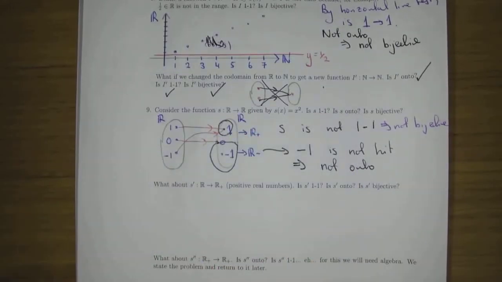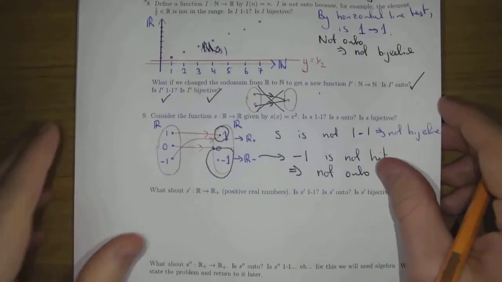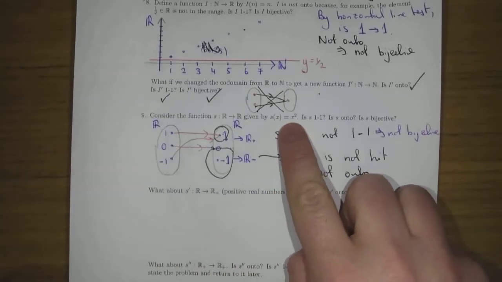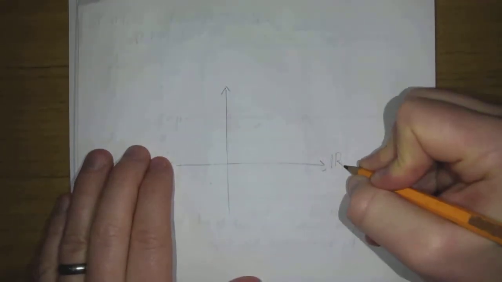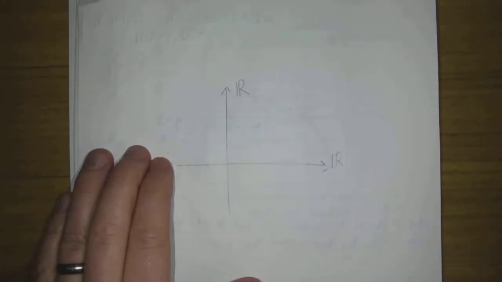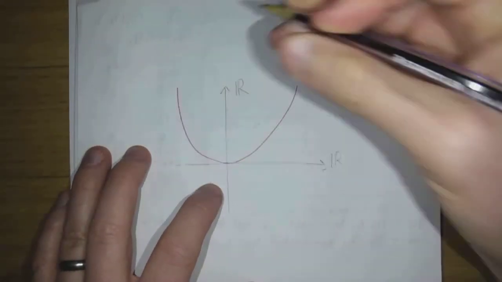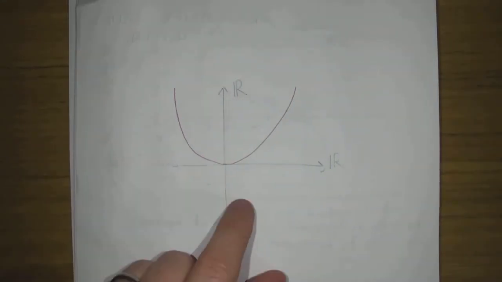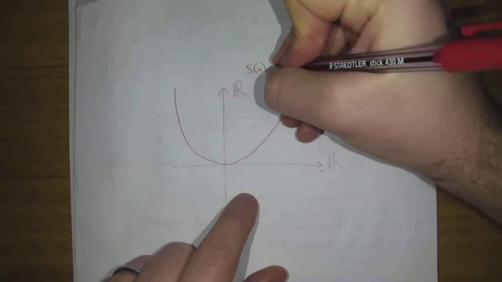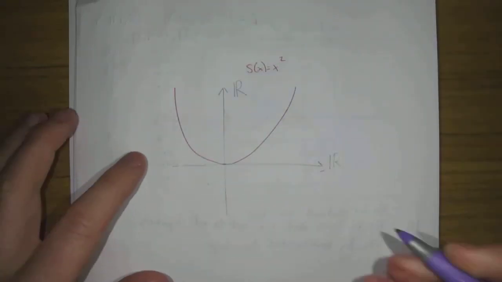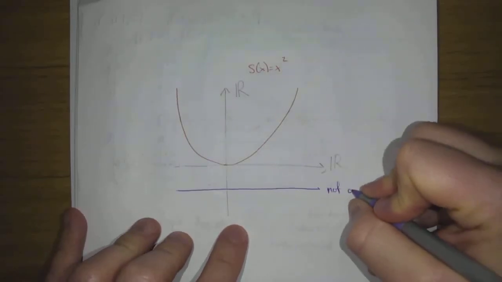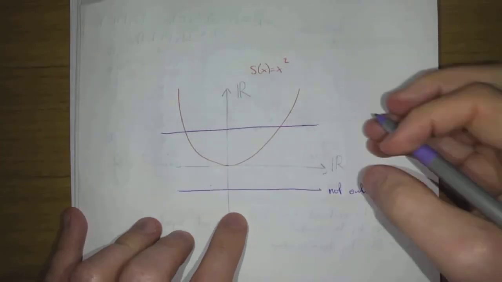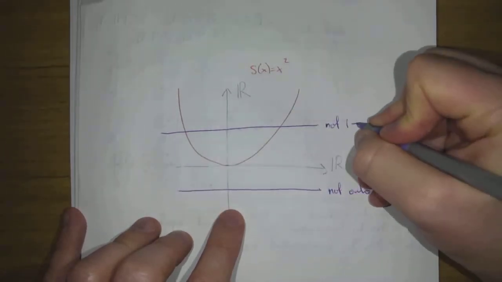Oh, I was going to draw a different picture. Maybe I'll just do it over here. So if you know about it, you could actually draw the coordinate graph of this, if you know what it looks like. This is what the graph of s of x equals x squared looks like. And by the horizontal line test, it doesn't hit any negative things, so it's not onto. And by the horizontal line test, it hits twice, so it's not 1-to-1.